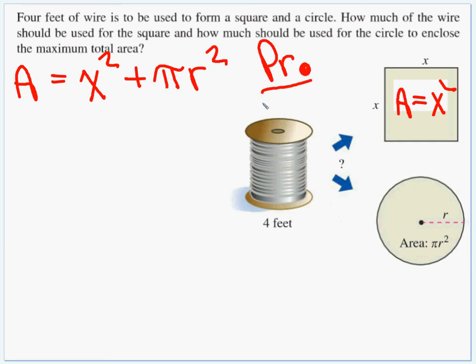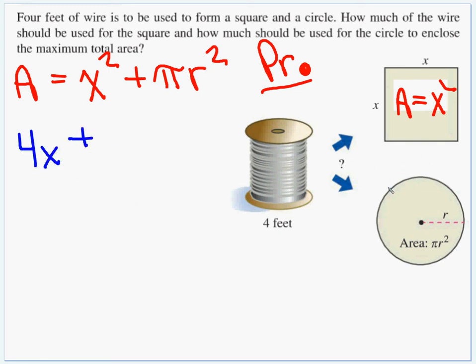Okay, so that is our primary. Abbreviate PR for primary. We need a secondary. Now, where's that going to come from? Remember, we are limited to 4 feet of wire. If I were to make a square, I would lay the wire down on the table in a square shape. So what would the perimeter of that square be? Well, we got 4 sides, each is x, so that would be 4 times x.